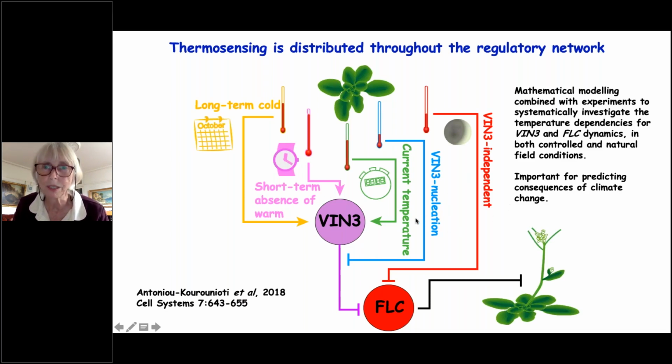independent temperature inputs. So rather than major thermosensors, which is what the field has been looking for over the last 20 years or so, we now view thermosensing in a different way, that it is distributed throughout the regulatory network, and that each step is monitoring different aspects of the temperature profile. And it's the fluctuations that are driving a lot of that temperature sensing.